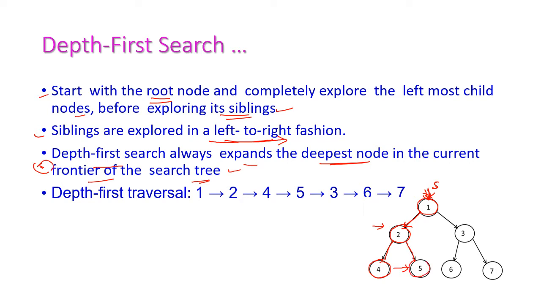5 is explored. After that, 5 does not have any other child, so it will go back to the previous node and then visit 3. 3 is explored. After that the leftmost child of 3 is 6, so 6 is visited now. After that 7 is the last node. So in this order the depth first search algorithm will visit the nodes in the search tree.